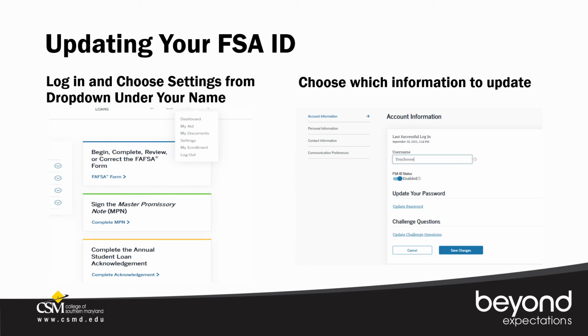It is very important that the information associated with your FSA ID is accurate. If you need to update that information, log in at the studentaid.gov landing page and click on Settings in the drop-down underneath your name. Here you will have access to your account information, personal information, contact information, and your communication preferences. Should you update your mobile number or email address, be sure to have them verified for future account recovery.